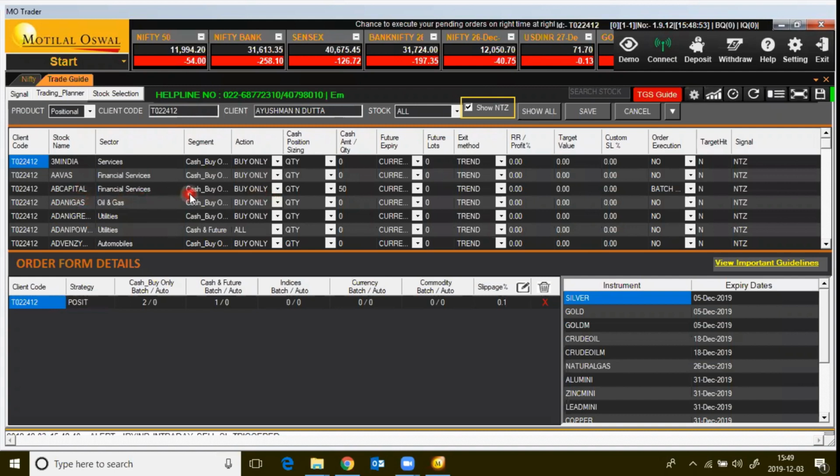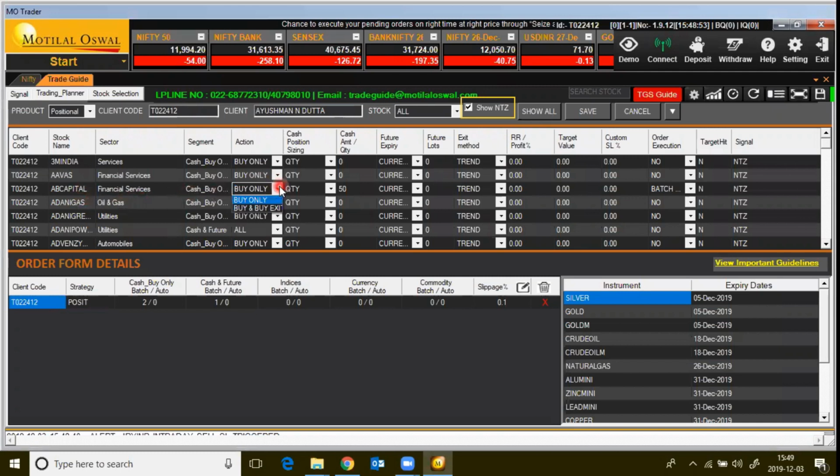The segment is cash, buy only. Under here we have actions such as buy only and buy and buy exit. So what do you mean by buy only? What is the logic behind buy only? If you select buy only, and select all the columns, then you click on save. How to do that, I'll show you as well, don't worry. If you select buy only, only when the buy signal is generated for that particular stock, the batch order opens in front of you.